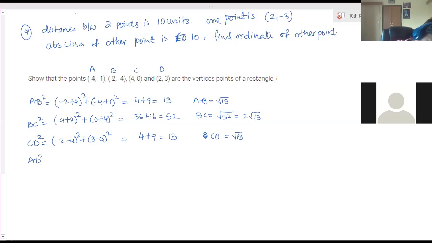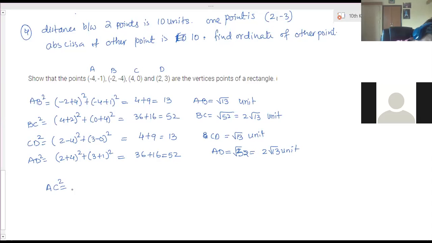And AD square is equal to (2 + 4) whole square plus (3 + 1) whole square. 36 plus 16, which is 52. So AD is equal to root 52, that is 2 root 13 units. So we got to know that both the opposite pairs of sides are equal. Now we have to check with the diagonals.